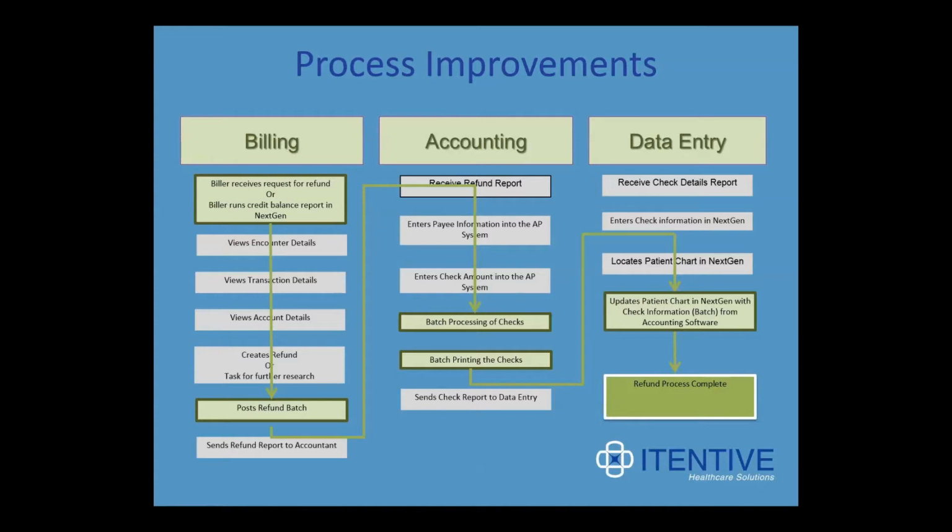And then all the way on the right, we're going to allow you to bring your check information back into NextGen so that data entry to put it in there is eliminated. That's going to be an automatic process where we go to the accounting system, pull back your check information into NextGen, and kind of close the loop. So you had your credit balance, you turned it into a refund, you sent it to accounting, and now they printed checks and you get the check number back into NextGen.